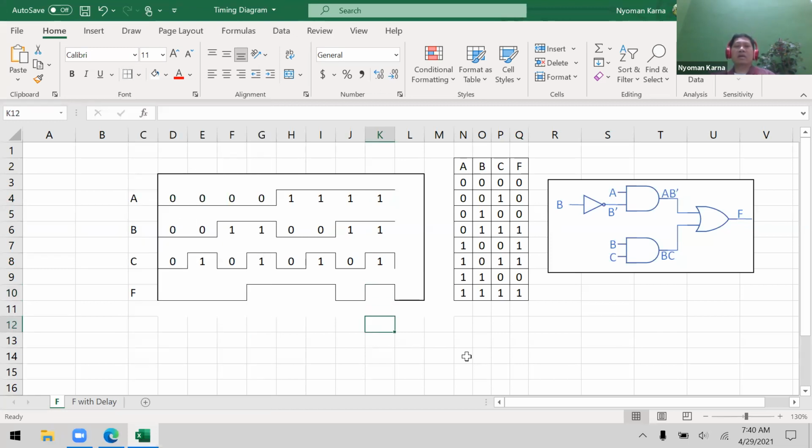Okay. Now this is the output signal for this specific combination. This is what we call the timing diagram. The x-axis describes the time, and the y-axis describes the voltage, or in this case is the logic value, 0 or 1. Okay. Now, next, how about if this logic circuit has delay?